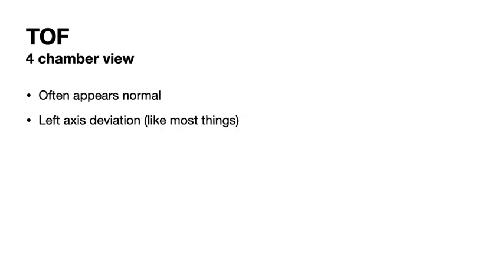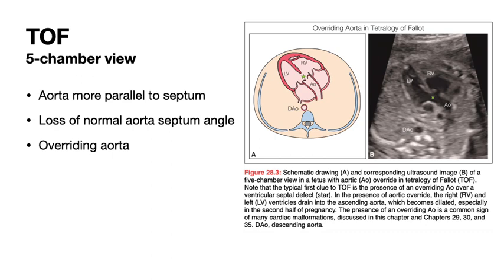All right, so what do you see on tetralogy of Fallot at the four-chamber view? Well, actually, usually not much. Probably the one thing that you'll see is left axis deviation, which we see with a lot of heart defects. At the five-chamber view, or left ventricular outflow tract view, what you'll see is the aorta has shifted over toward the right and is straddling the septum. So no longer do you have that normal aortic septum angle. You've got an overriding aorta and you have a lack of that angle. It's a little more parallel than angled.